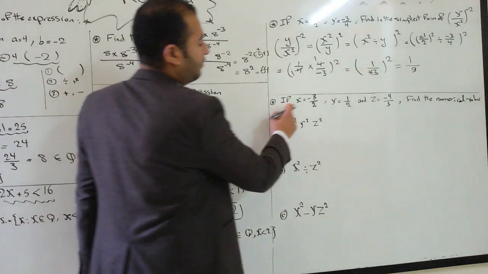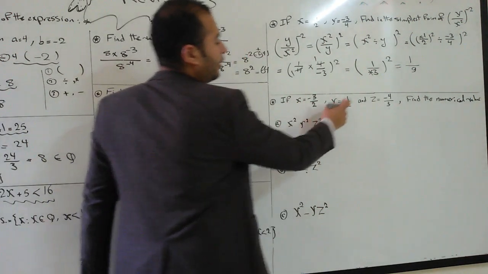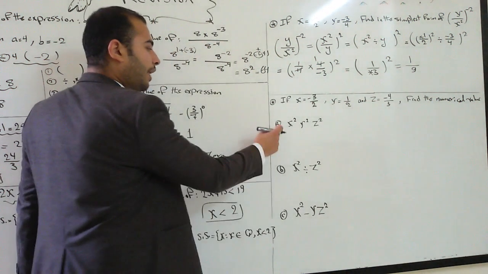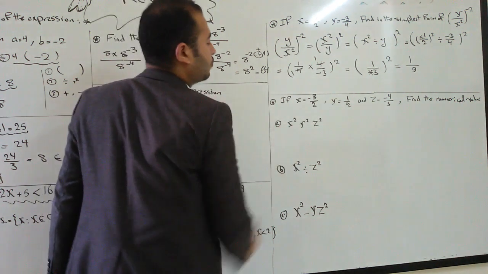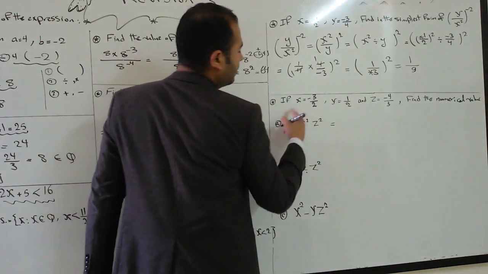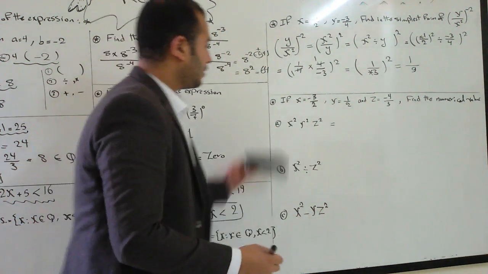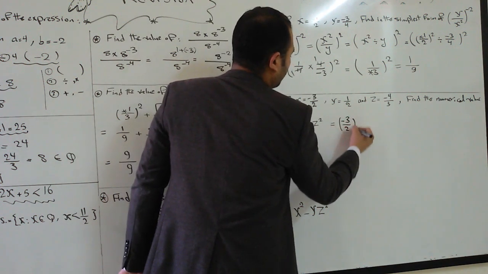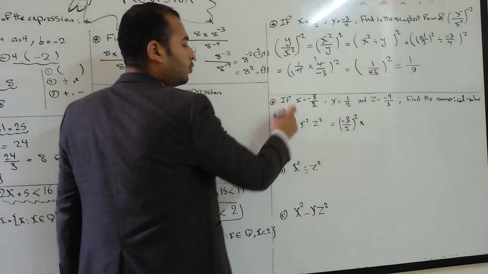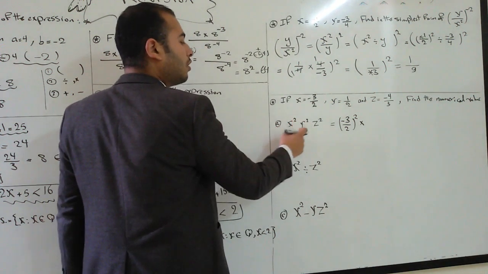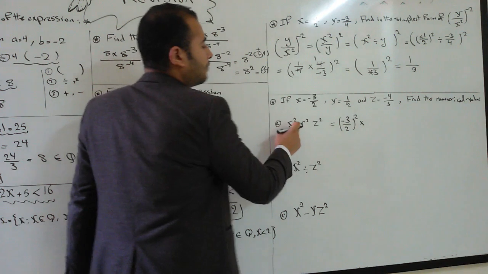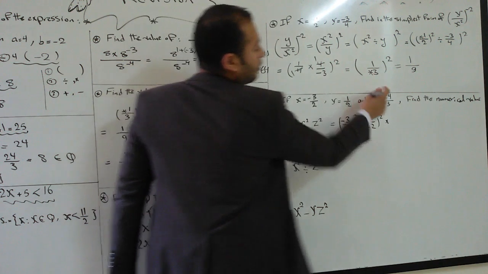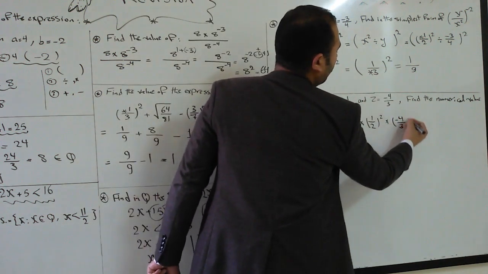Move to another one. If x equals negative 3 over 2, y equals 1 over 2, and z equals negative 4 over 3. Find the numerical value of letter A, x power 2, y power 2, z power 2. Equals, instead of x, put what? Put negative 3 over 2, then negative 3 over 2 all to the power 2, times y power 2, which means 1 over 2 all to the power 2, times z power 2, but negative 4 over 3, all to the power 2.